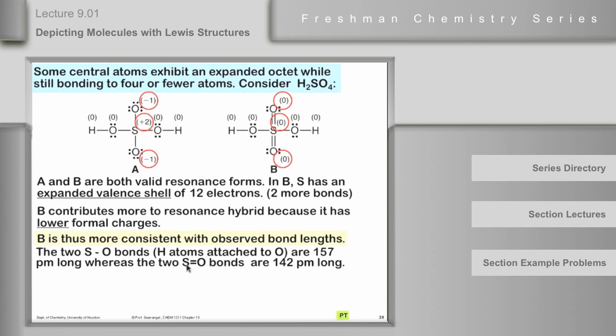And then it has two that are 142 picometers, significantly shorter, and in the neighborhood of what you might expect for double bonds. So what experimental evidence there is seems to back up the formal charges here in this description.